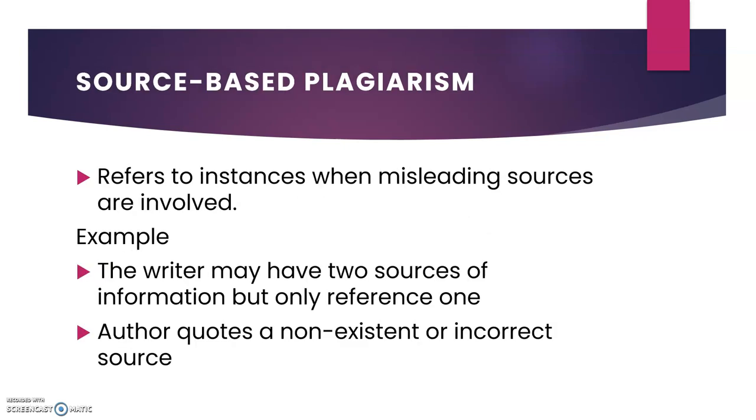Moving on to the sixth one, source-based plagiarism. This type of plagiarism refers to instances when misleading sources are involved. For example, the writer may have two sources of information but only reference one of the sources. Another form of source-based plagiarism would be when an author quotes a non-existent or incorrect source. So whenever we quote somebody's work or quote something, we must make sure that it exists and it is from the correct source. The worst type of this kind of plagiarism is when sources are fabricated. Making up information like study findings or statistics is extremely misleading and can even be harmful in the case of medical content. So that is what we call source-based plagiarism.